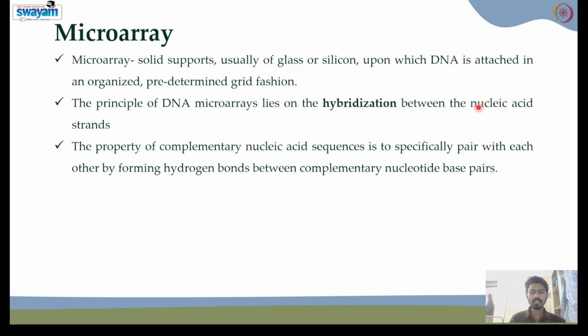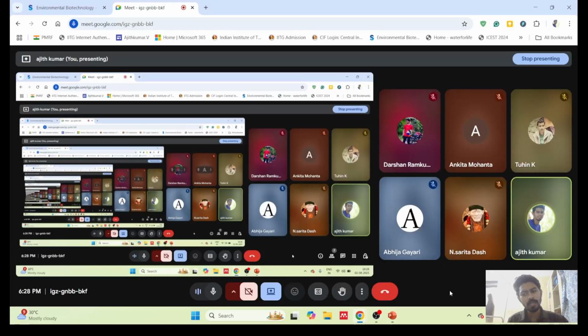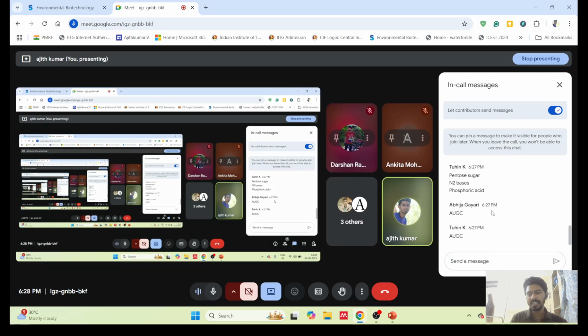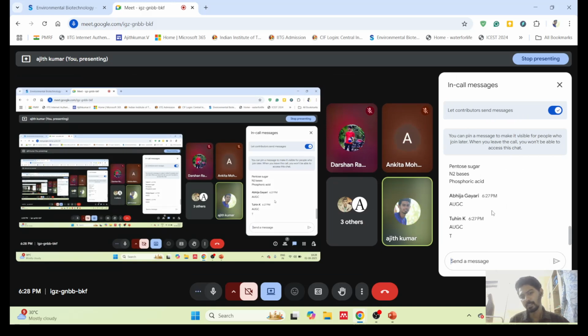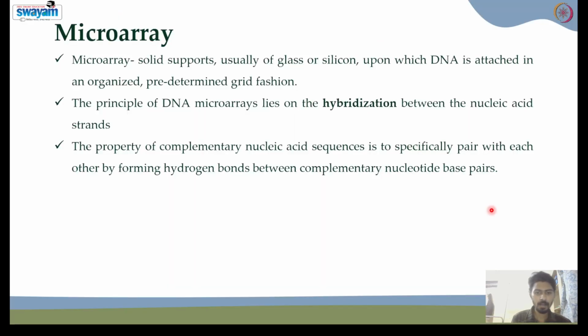These nucleic acids, due to the complementary base pairing approach, bind to each other. They use the property of complementary nucleic acid. So what binds? In a DNA, A will always bind with, yes, T, and C always binds with G. Yes, correct. So this is the nucleic acid base pairing approach, complementary nucleic acid sequence. They specifically bind to each other through hydrogen bonding. So this is the basic principle of the microarray.